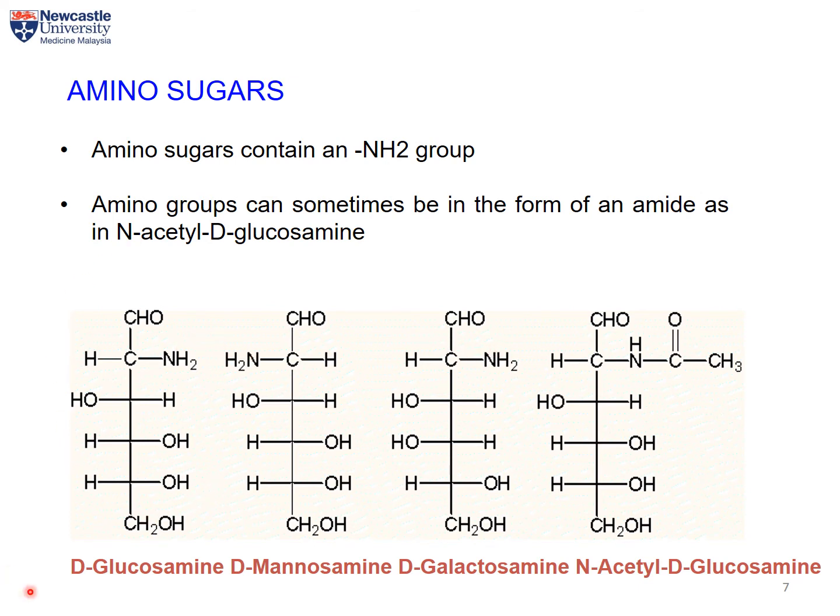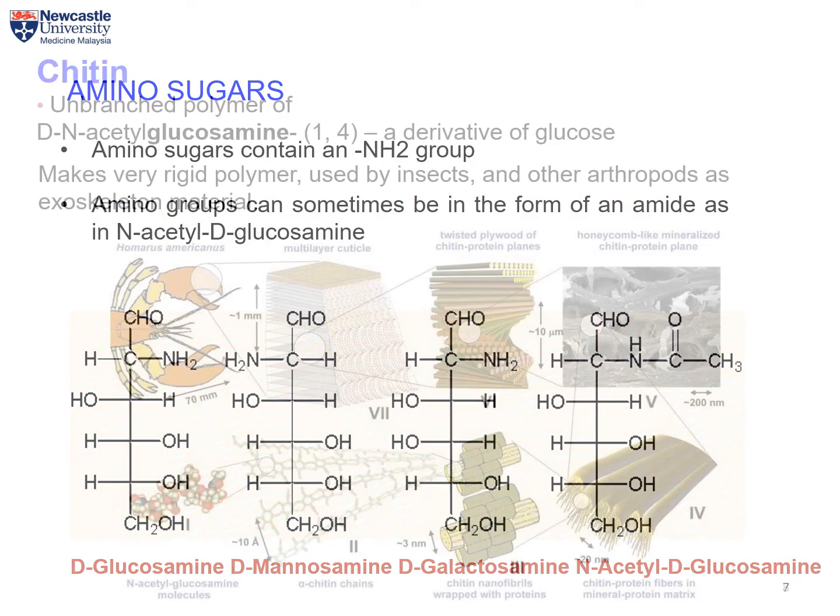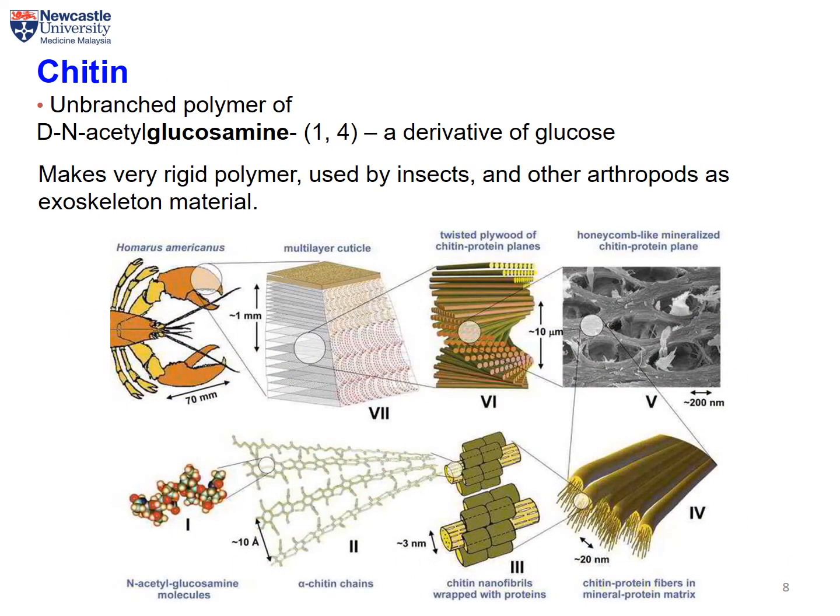So the first one is D-glucosamine, which is a glucose molecule modified with an amino group, while this one, D-mannosamine, is a monosugar modified with an amino group, while D-galactosamine is derived from the galactose, and again, it is added with an amino group. So, the amino sugars are the building blocks to make chitin, which is another polysaccharide that can serve as structural support.